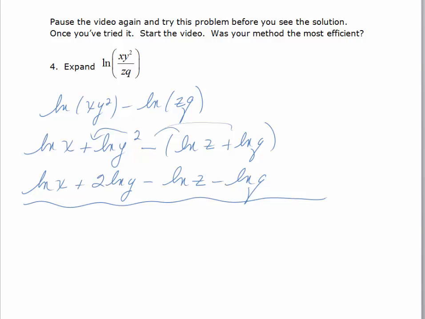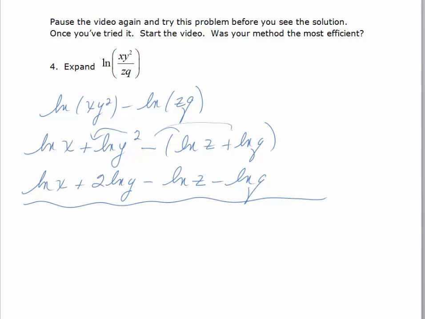If you notice, there are some shortcuts to take here, and showing steps is really important when you're new at something, and certainly on a test or quiz you need to show work. But there's a certain amount of work that's acceptable, and there are some shortcuts that are nice to take. So if you notice that any factor that's in the numerator is a positive log. The log of x and then 2 times the log of y, those are positive. The factors that were in the denominator, those end up being related or in negative logs.